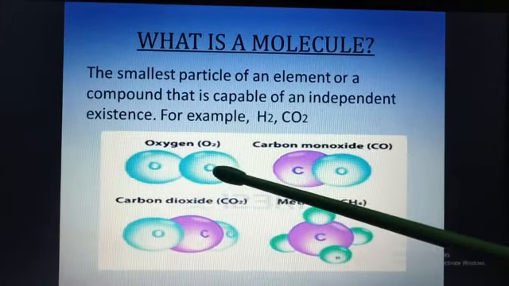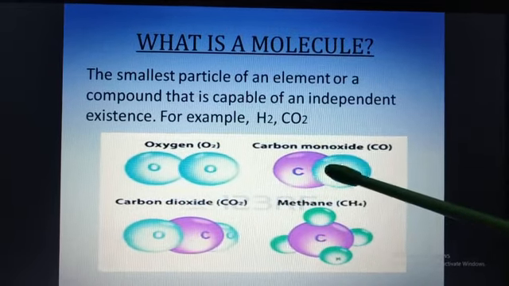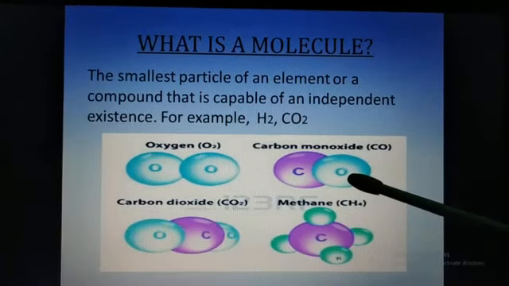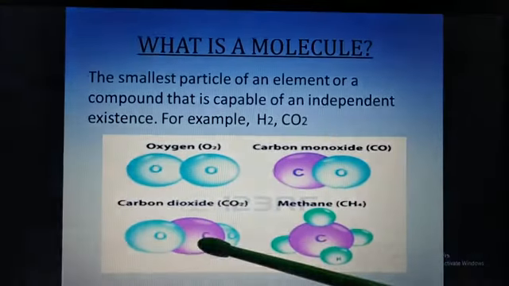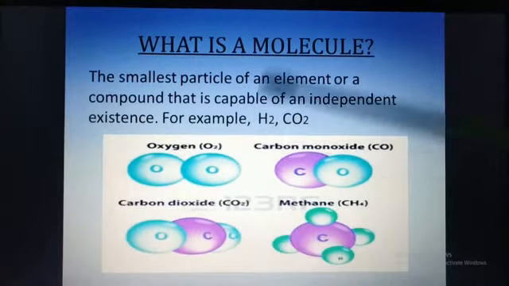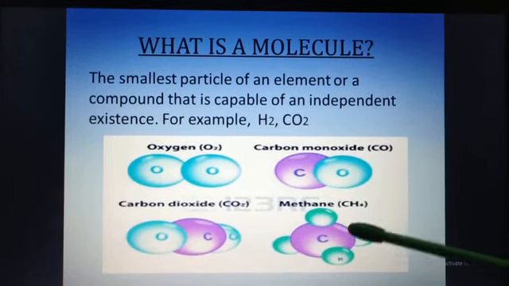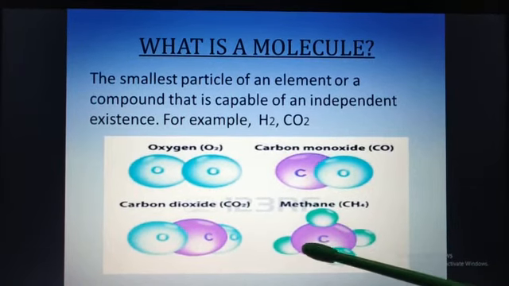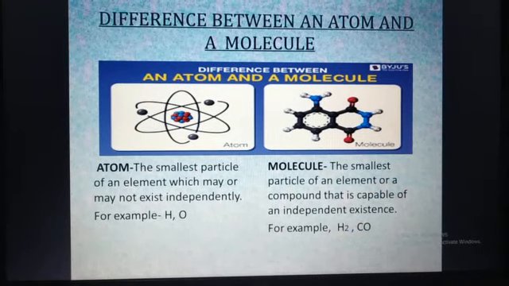Here you can see in the oxygen molecule, two atoms of oxygen are chemically bonded. In carbon monoxide, one atom of carbon combines with one atom of oxygen. In the carbon dioxide molecule, one atom of carbon combines with two atoms of oxygen. And in methane, having formula CH4, one atom of carbon is bonded to four atoms of hydrogen.